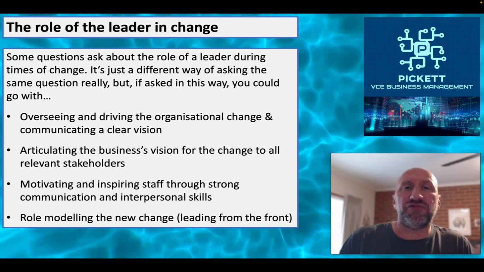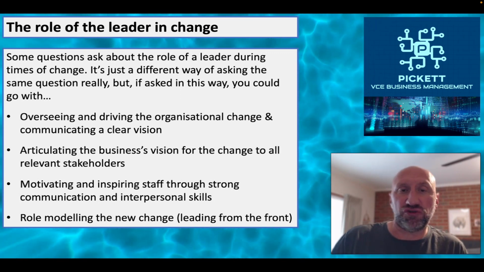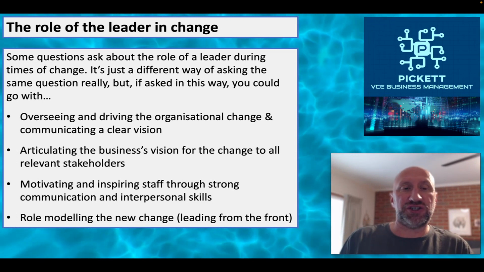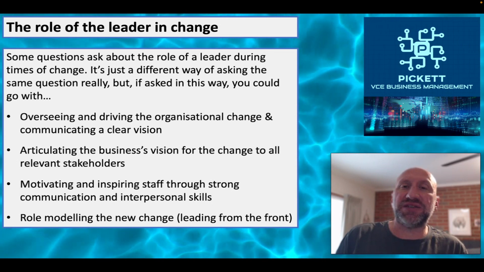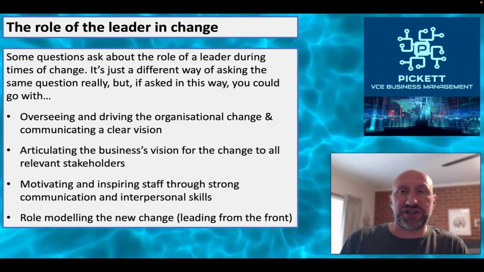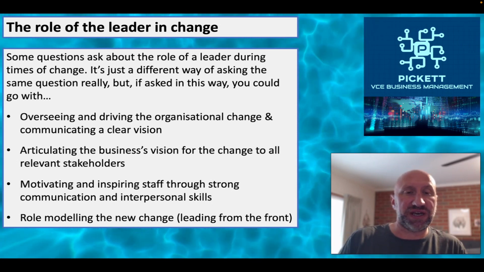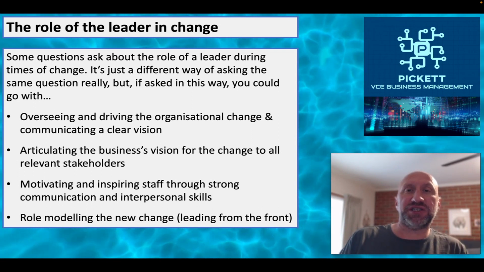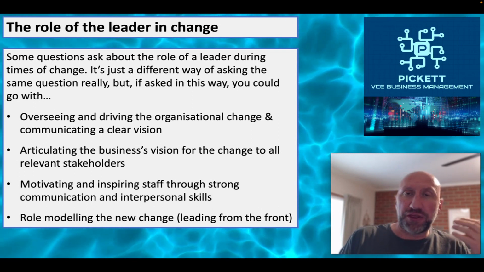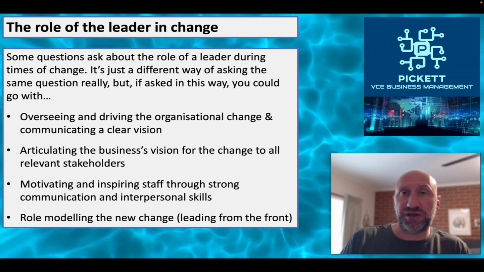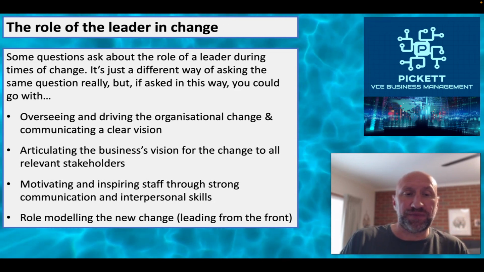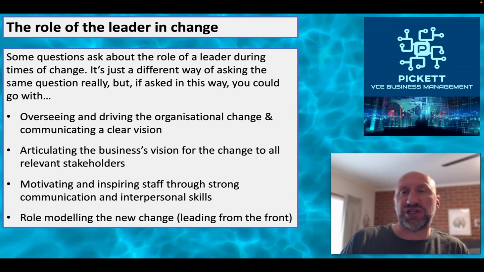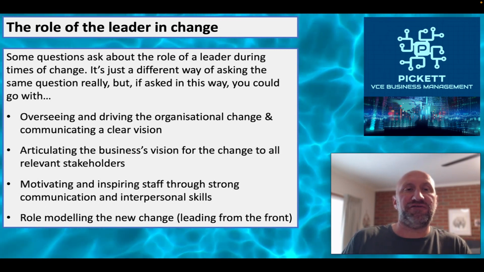Okay, so one of the roles of the leader is to oversee and drive the organizational change, and they need to communicate a clear vision. Okay. Secondly, they need to articulate that vision for the change to all the relevant stakeholders. Another role that they need to take on is to motivate and inspire the staff through the use of strong communication and interpersonal skills. Another role is role modeling the new change, so leading by example, leading from the front.